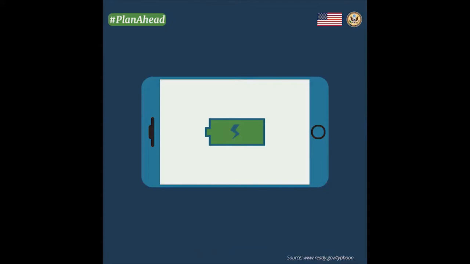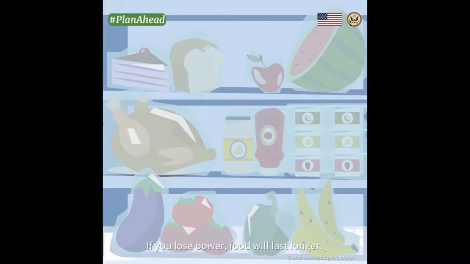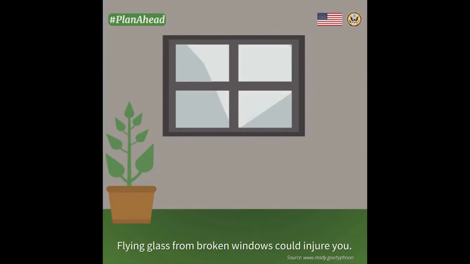Turn your refrigerator or freezer to the coldest setting and open only when necessary. If you lose power, food will last longer. Make sure to close storm shutters and stay away from windows. Flying glass from broken windows could injure you.